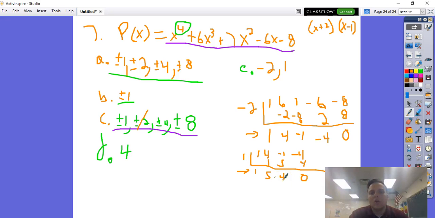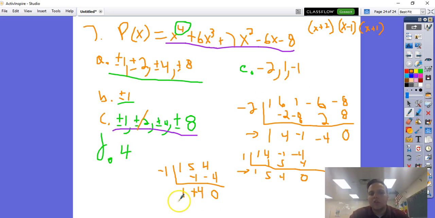So let's check negative 1. And again, I just randomly chose negative 1. There was no real trick to me choosing the negative 1. Carry down the 1. Negative 1 times 1 is negative 1. 5 plus negative 1 is positive 4. Negative 1 times positive 4 is negative 4. 4 plus negative 4 is 0. Hey, I got another one of my zeros, negative 1. And so then I know another factor I could say is x plus 1. So now I know I just need one more answer because I know I can only have 4 zeros possible.